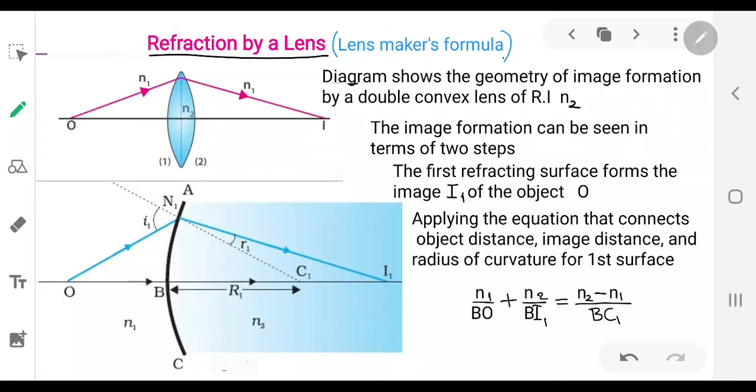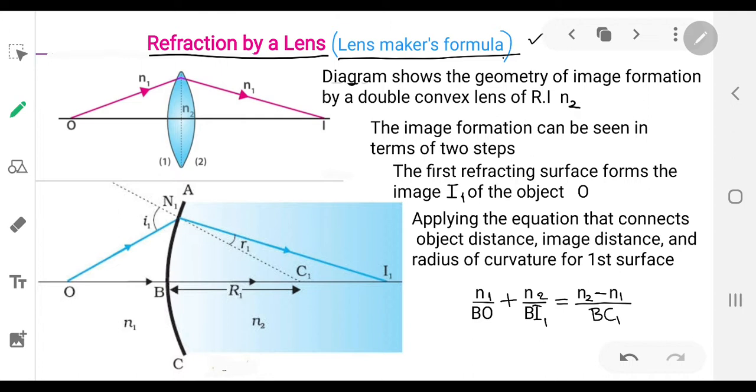Hello students, in this class we'll study refraction by a lens, where we are deriving the lens maker's formula. Why is it called the lens maker's formula? Because this equation is used to design lenses of desired focal length.